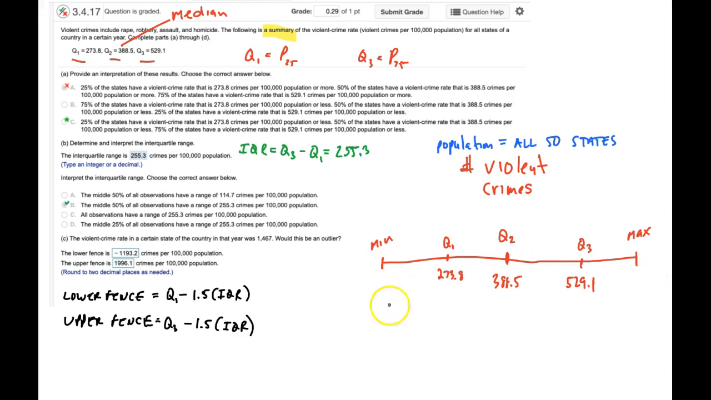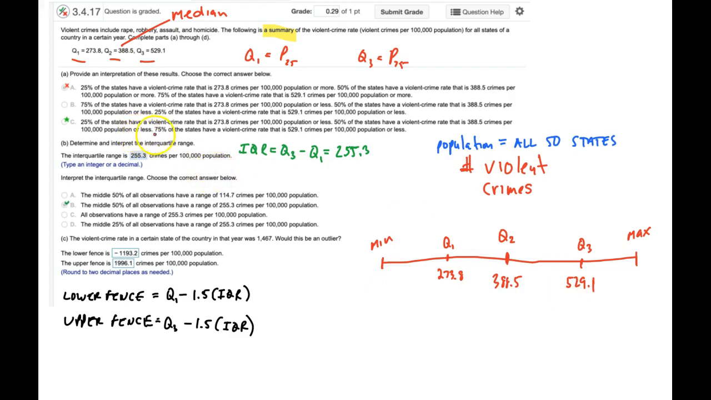Now that we have these three summary points, I know the data spreads out around them. I know it's 25% here, 25% here. That's why they're called quartiles, or quarters. It breaks the data up into four pieces. So you can see in this first question, provide an interpretation. The correct answer is this one here, because each of these is broken up into 25% here, 25% here, 25% here.